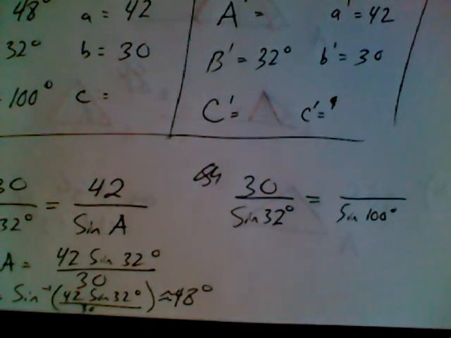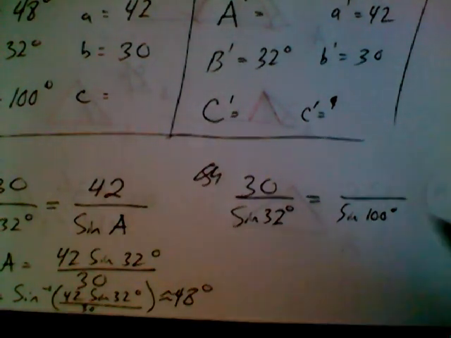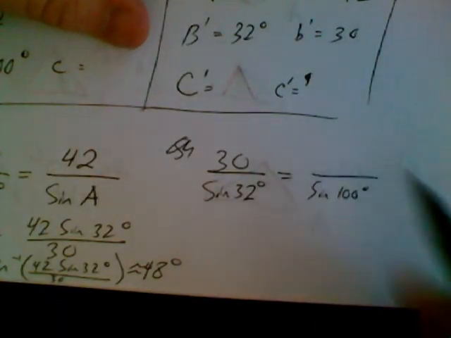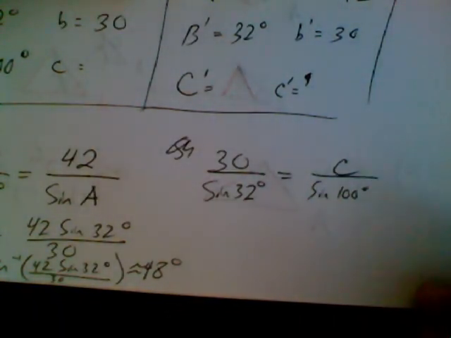And in theory, I really shouldn't have rounded any of this stuff yet to find the rest of the values, but there's no other way to do it. So I rounded the 48 degrees, found my 100. I'm going to use the 100 to find the remaining side, C, okay?